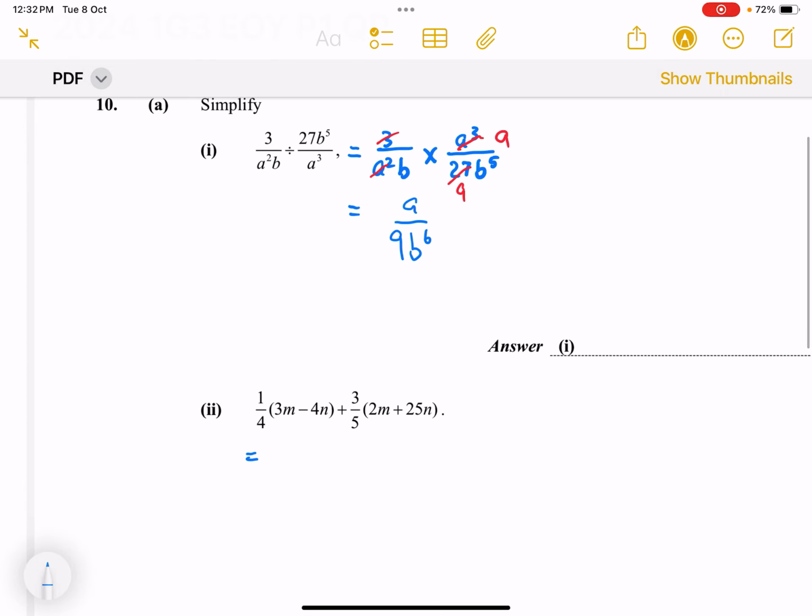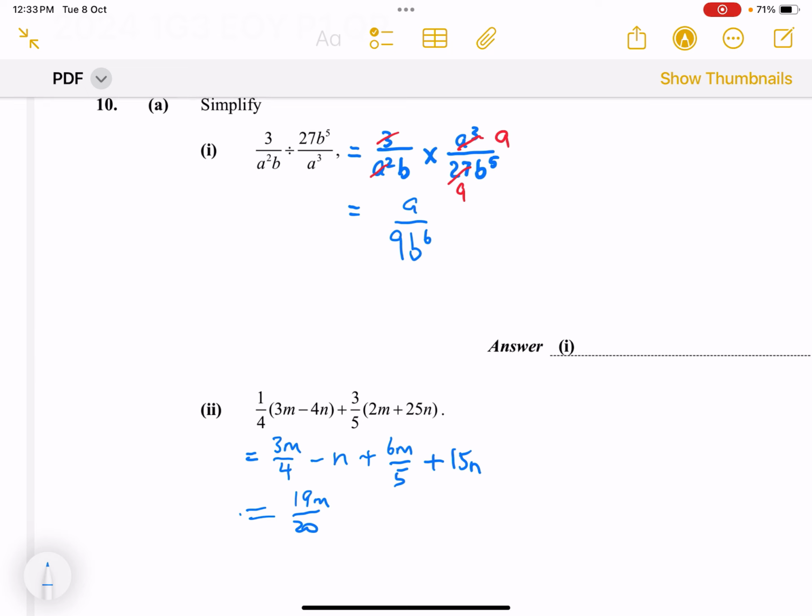Right, the next sum is on the distributive law. We multiply 1/4 into the brackets. We have 3/4 m minus 1/4 multiplied in plus and 6m over 5, plus 5 cancel, left 5 times 3, 15. Okay, so the like terms, 3m plus 6 over 5m, we need to make the same denominator, and that will give us 19m over 20.